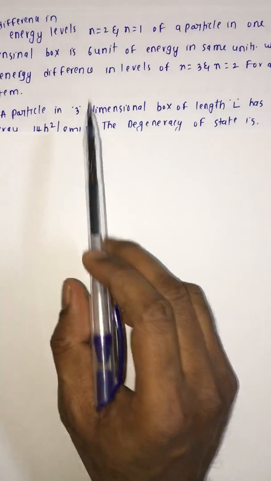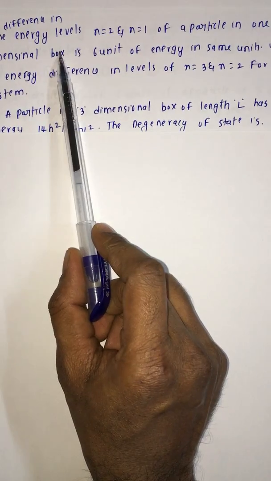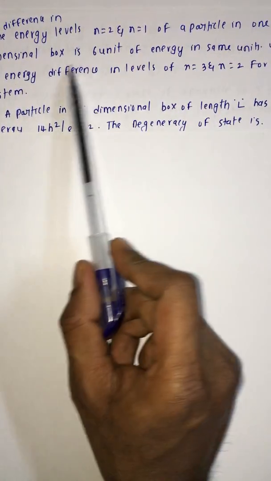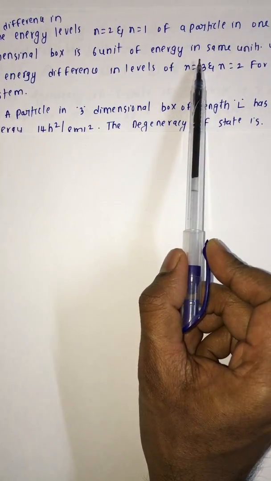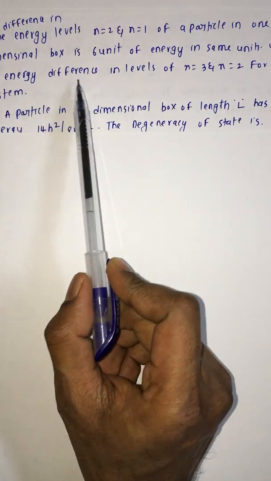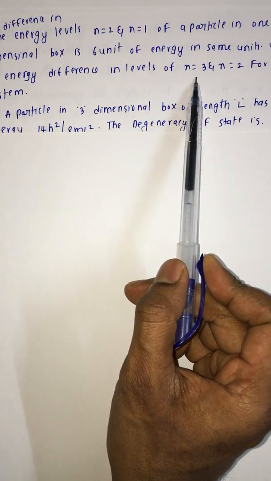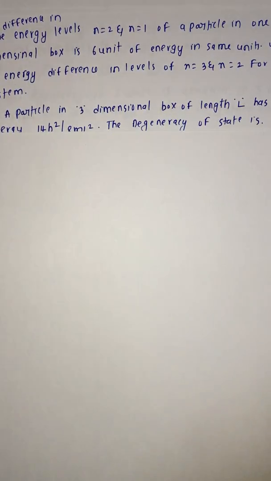The first question: the difference in energy level between n equals 2 and n equals 1 of a particle in a one-dimensional box is 6 units of energy. In the same unit, what is the energy difference between the levels n equals 3 and n equals 2 for the above system?